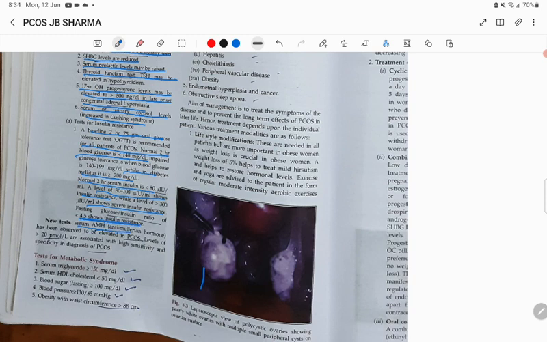The newest serum AMH level has been observed to be elevated in PCOS. More than 20 picomole per liter is associated with high sensitivity and specificity for diagnosis of PCOS.